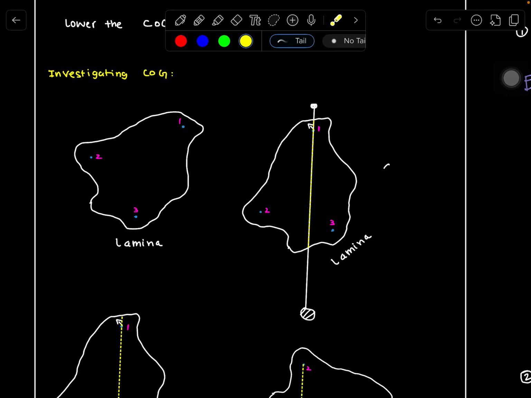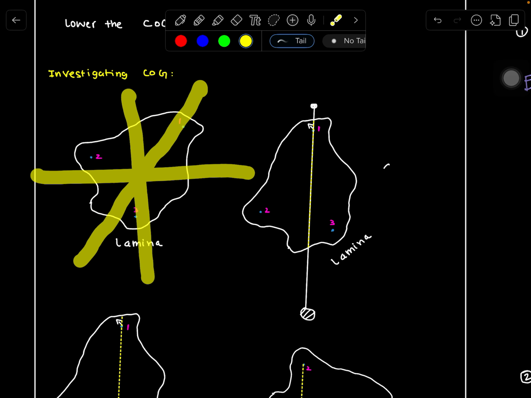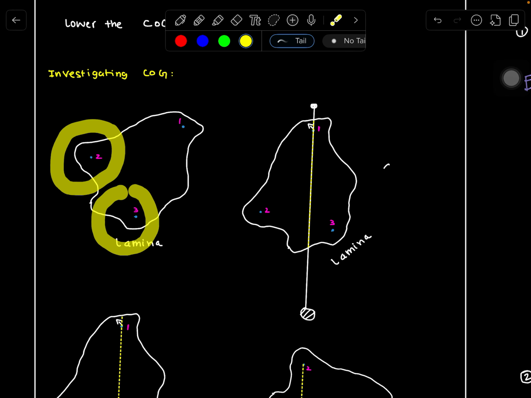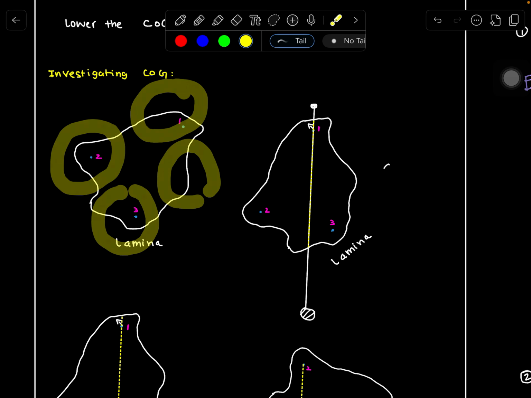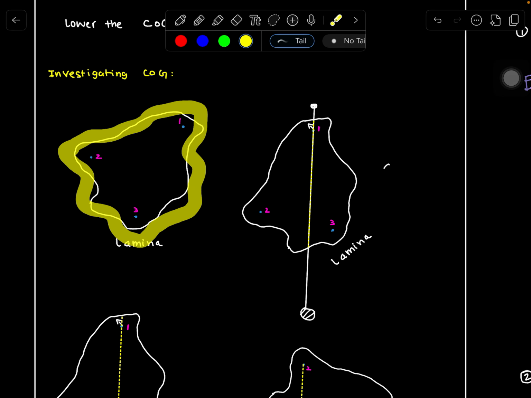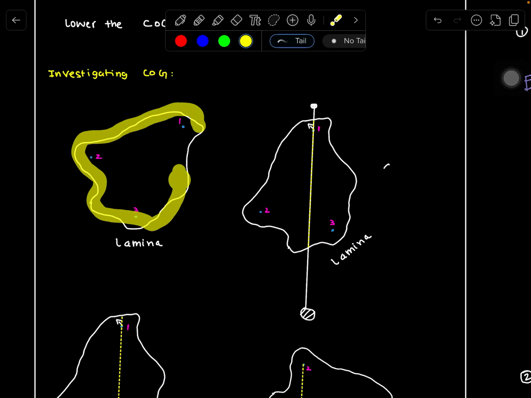If you have an irregular object, you can't draw these lines randomly and say that the center of gravity is in the middle. That's not what we do because, of course, it's irregular and you have different or varying distribution of mass all along the lamina. We call this thin paper-like object or cloth a lamina. So we take a lamina and we poke very little holes close to the edges of the lamina.